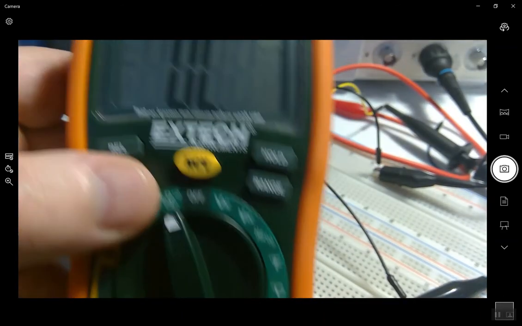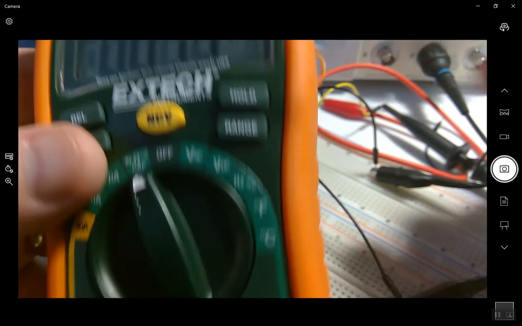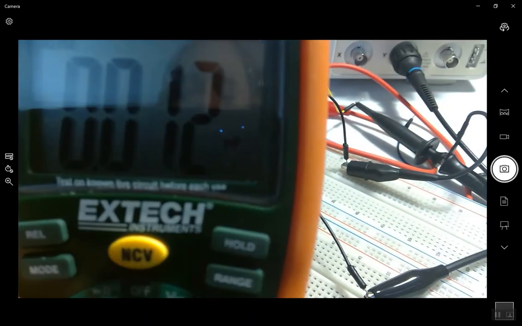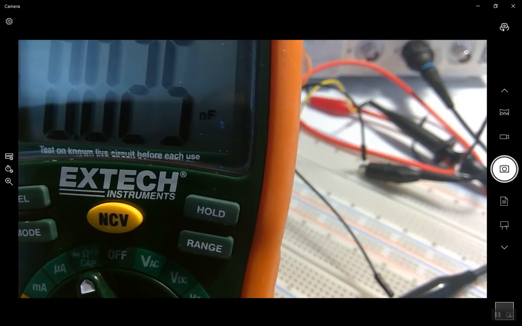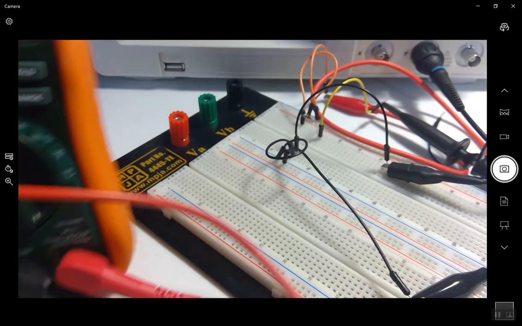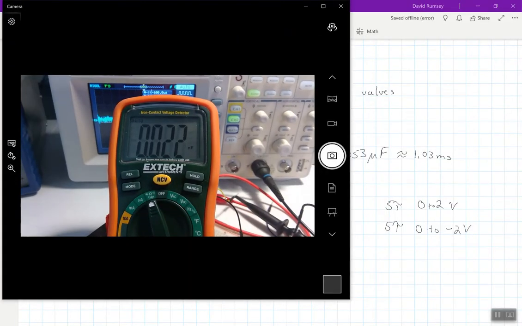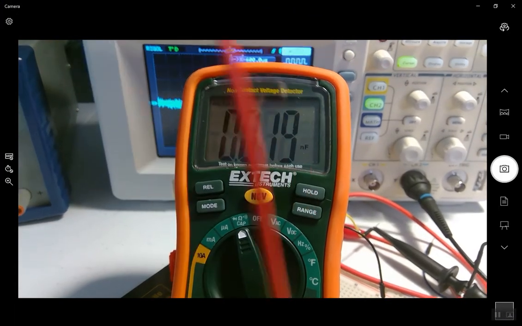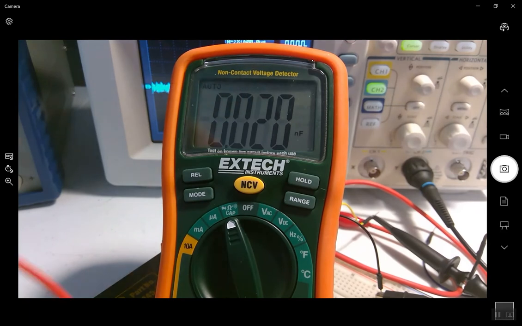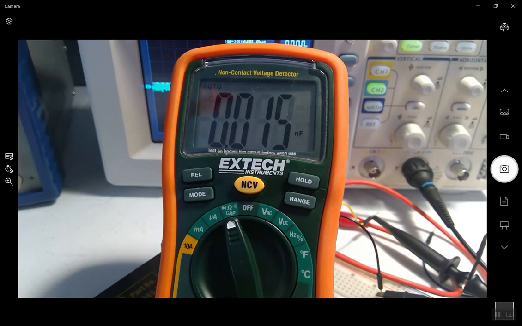Now, if I hit another mode, we can see an nF comes up for nanofarads. So now I'm in the mode of measuring capacitance. Oops, I want that to be full screen. Okay, so I'm going to take my little probes here. I'm going to put the positive on the positive terminal of the capacitor, and I'm going to put the negative on the negative terminal.